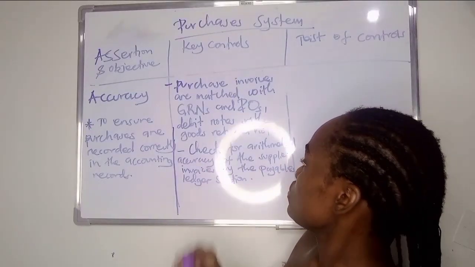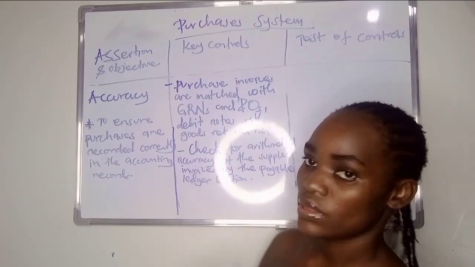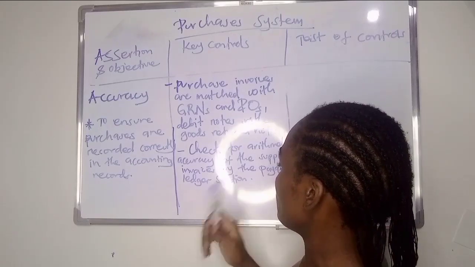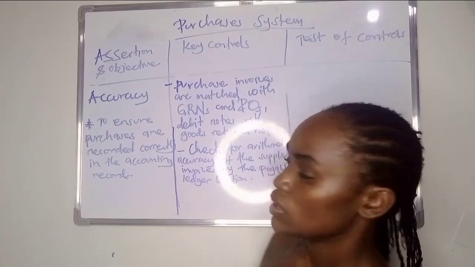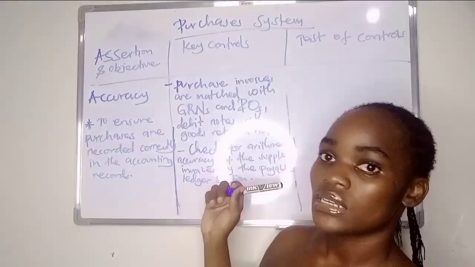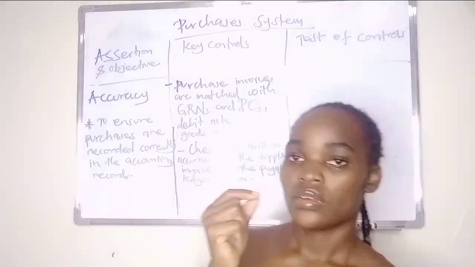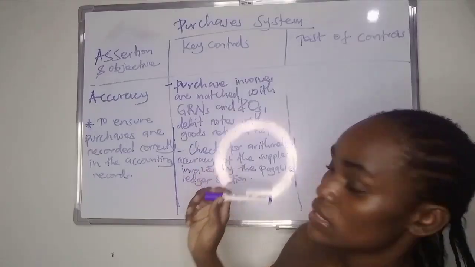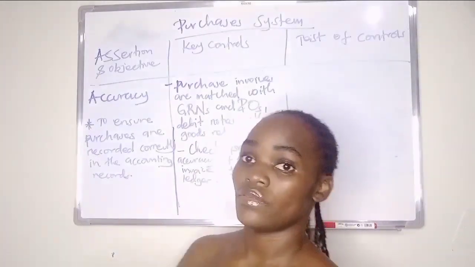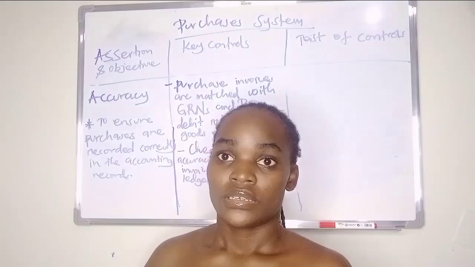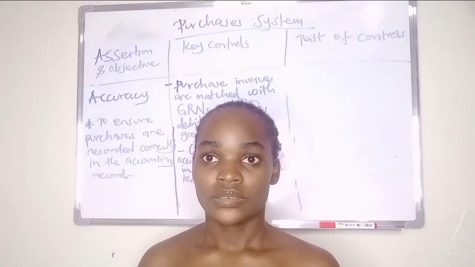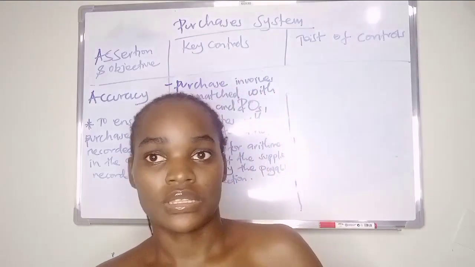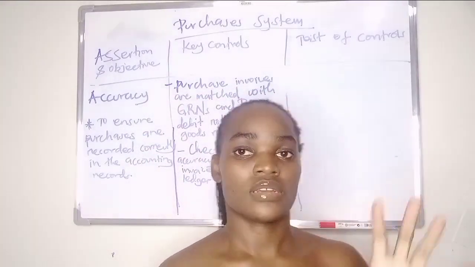Then another control is check for arithmetical accuracy of the supplier invoices by the payables ledger section. Like the payables ledger section should check whether the supplier invoices are correct, whether the figures are correct. And this can be by them calculating for those things to see if they are really correct.